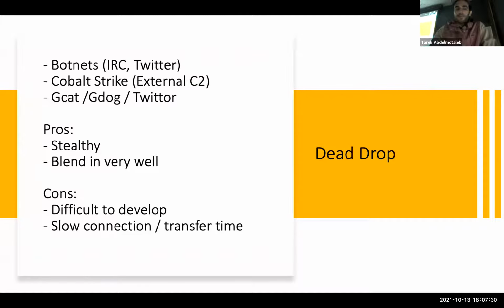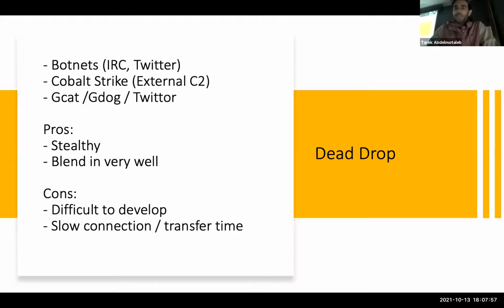The dead drop, which is using an external or third-party website to communicate to your C2. This is more complex, but it's very useful. Some of the botnets use IRC and Twitter to do that. Cobalt Strike also has an option to use external C2. GCAT, it's like for Gmail.